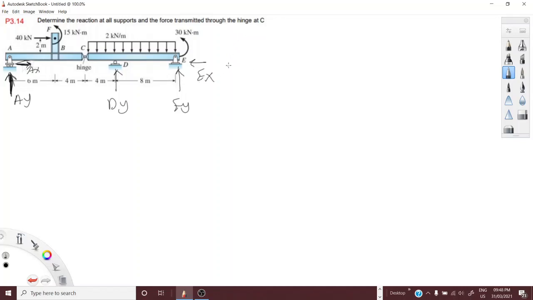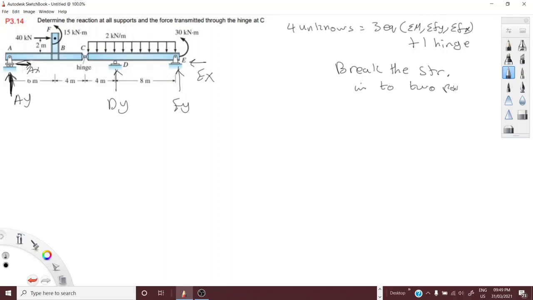So how many unknown reactions do we have? We have four. One, two, three, four. So four unknown reactions, and we have three equations: summation of moment, summation of Fy, summation of Fx, that we can solve in order to find these four unknowns. But we have one hinge that makes me break the structure into two parts. I will assume this is part 1, this is part 2.